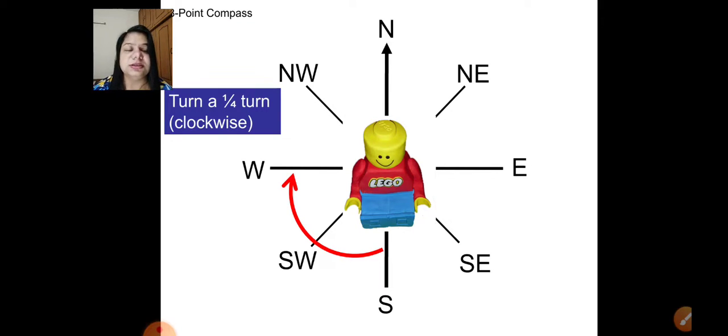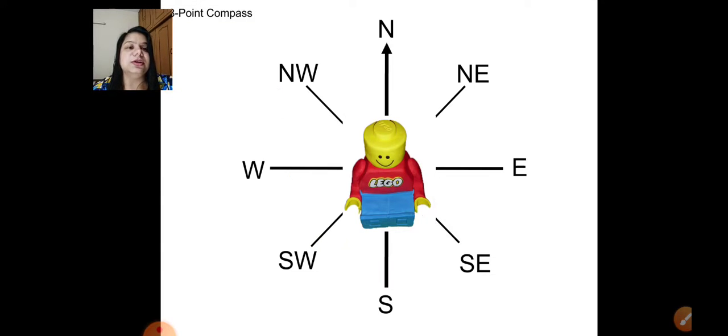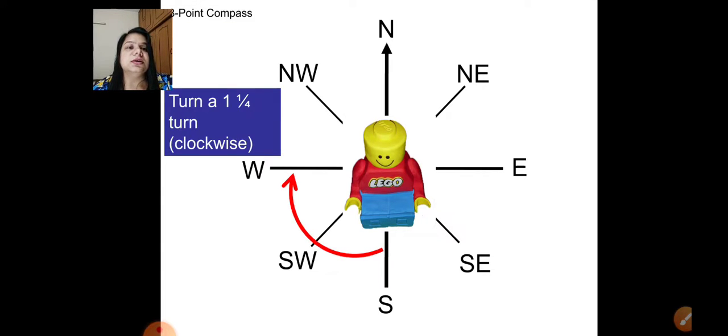Again, direction is important here. Okay, so if the Legoman has to turn 1/4 clockwise, just check the arrow. How will it move in the clockwise direction? If it is facing towards south, and it moves 1/4 turn in the clockwise direction, it will move to the west side. Okay.